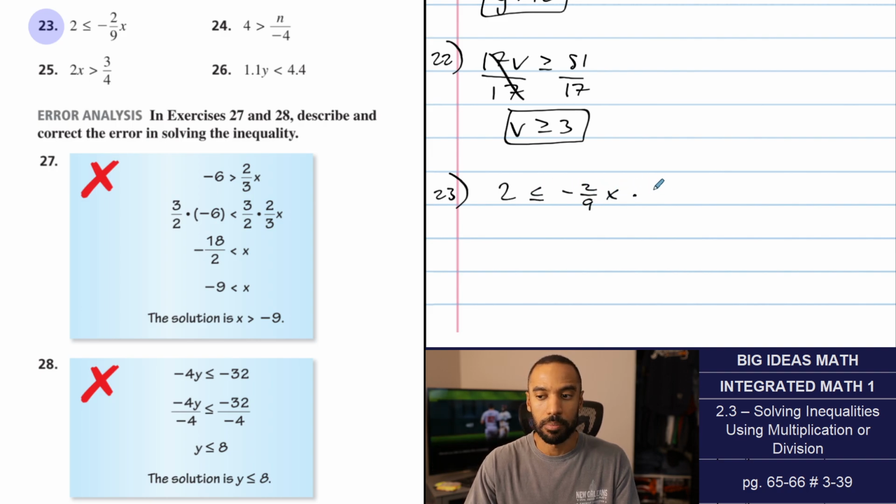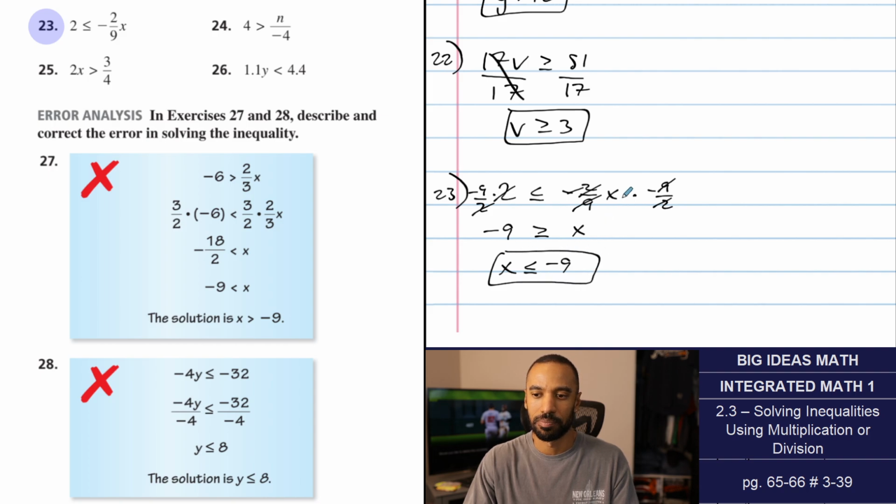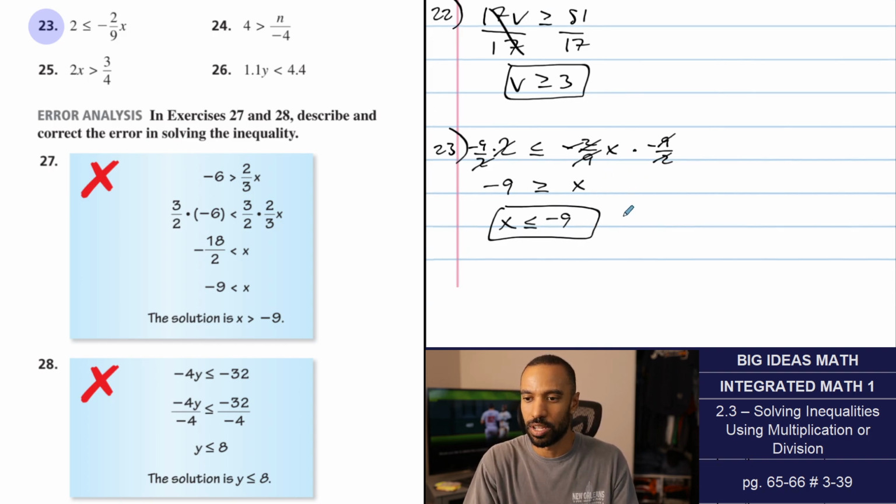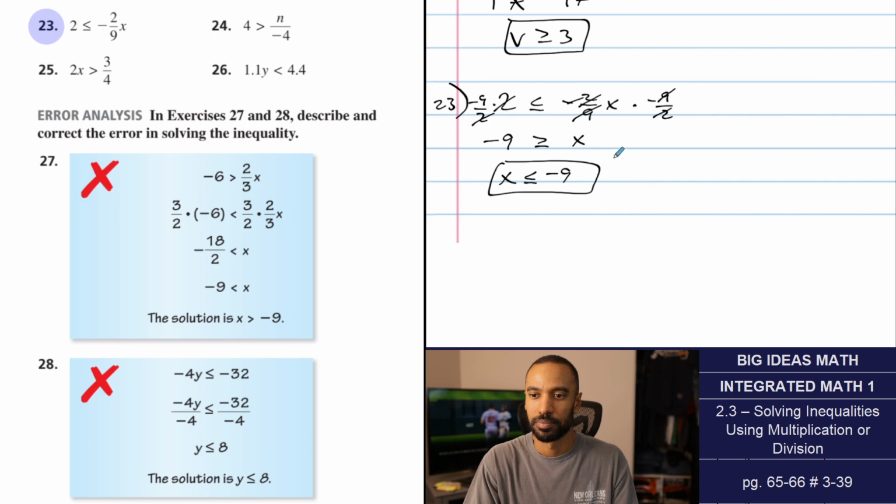At least these problems have a mix and match of, hey, we're doing negatives now. And if we're doing a negative, what does that mean for us? Well, first of all, 2 over 2 is 1, we're left with negative 9 here, but a flip in inequality and an x. So x is less than or equal to negative 9 is our setup there. X is less than or equal to negative 9.